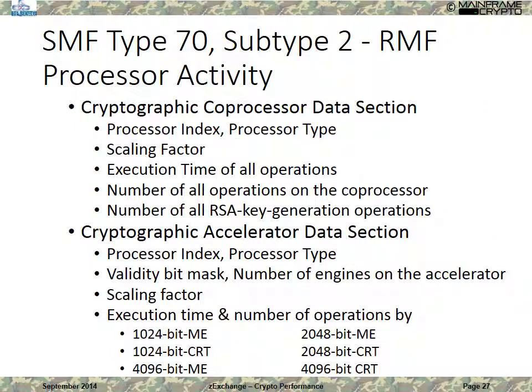There is performance data generated by RMF, specifically the Type 70 subtype 2, which is the RMF processor activity report. This does give you some performance information. There's 4 sections in this record. There's the coprocessor data section, the accelerator data section, and for each of those, there's a little bit of detail about what's going on. Let's go to slide 28.